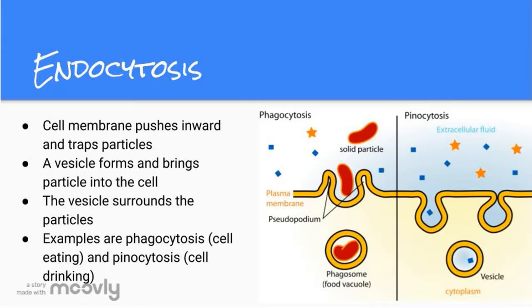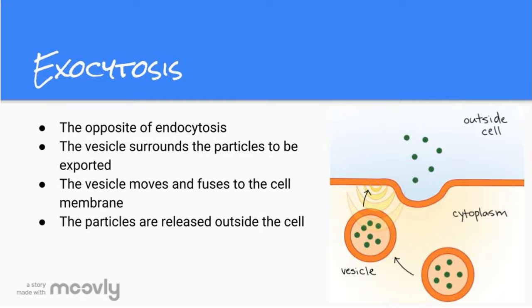Endocytosis allows cells to engulf fluids and large molecules to bring them inside the cell. Part of the cell membrane pushes inwards and traps the particles. A vesicle forms around and brings particles into the cell. The vesicle surrounds the particles inside of the cell. Pinocytosis and phagocytosis are the two main forms of endocytosis. Phagocytosis is known as cellular eating, and pinocytosis is known as cellular drinking.